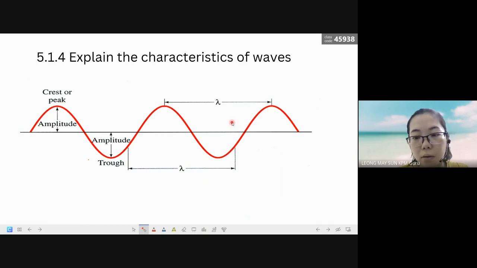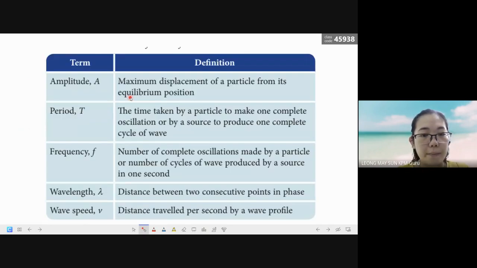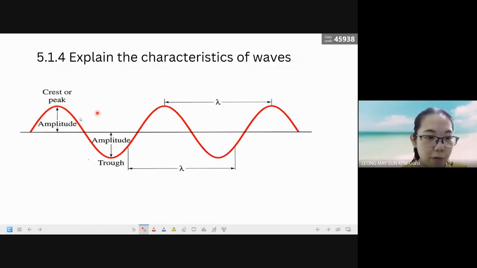Okay, so let's see. All right, this is the definition from the textbook. If the exam question asks for any definition, it has to refer back to the textbook. So, the definition: amplitude is the maximum displacement of a particle from its equilibrium position. From the equilibrium position, which is the y-axis, up until the maximum, that is the amplitude.